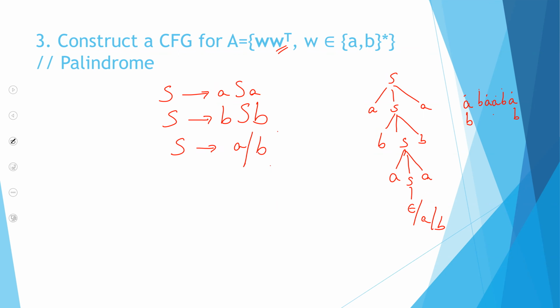Okay, if it starts with A, it should end with an A. If it starts with B, it should end with a B. Or the end can be anything. So this is how you construct a palindrome.